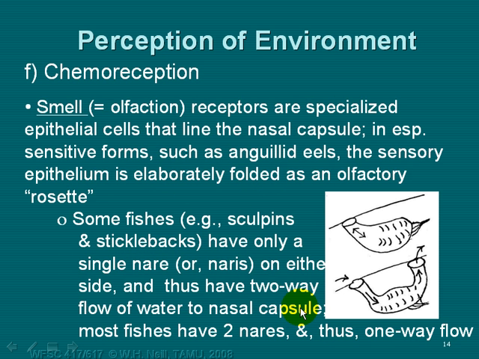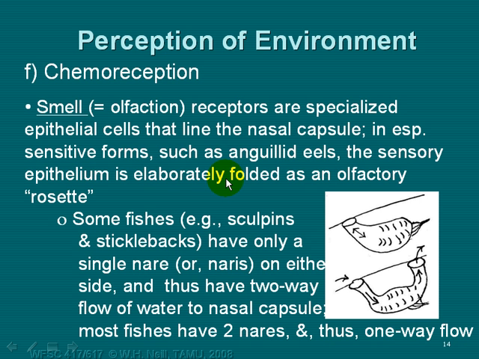The sense of smell, or olfaction, seems to be much more refined and much more acute, apparently in fishes than it is in mammals. The receptors are specialized epithelial cells that line the nasal capsule, and in forms like eels that are especially sensitive to smells, the sensory epithelium is folded and refolded into what's called an olfactory rosette. So lots of surface area with lots of receptors.